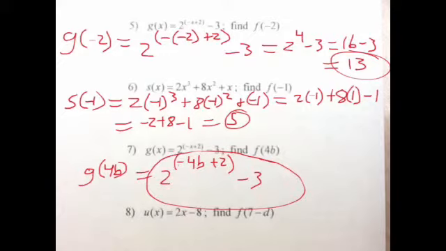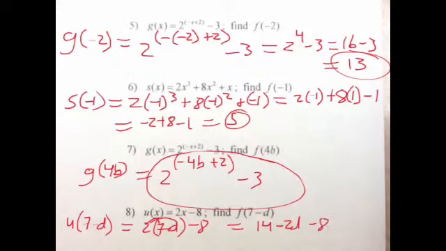And then the bottom one, you need to plug in 7 minus d. So if you want to do u of 7 minus d, you're going to do 2 times 7 minus d, and then minus 8. And then you got to distribute the 2 through, which will give you 14 minus 2d minus 8. Combine our like terms to give us 6 minus 2d. And that one's good to go.